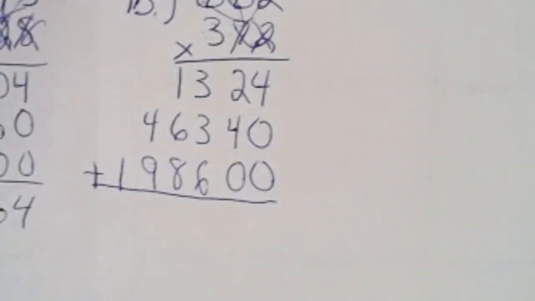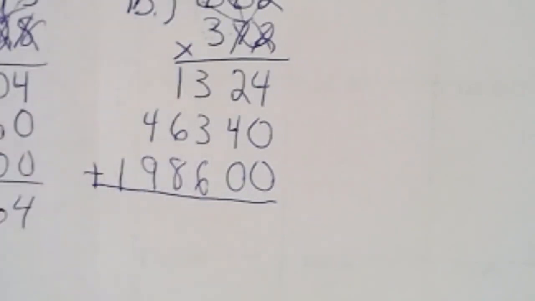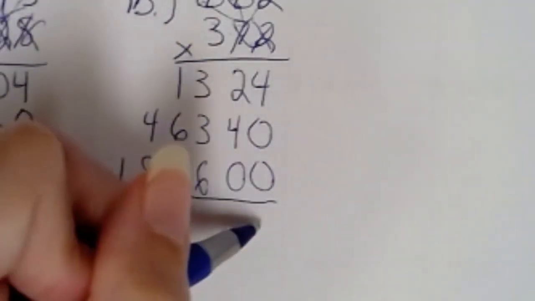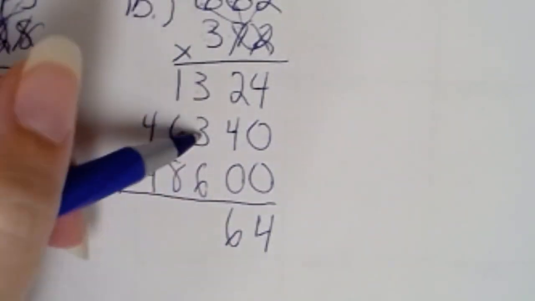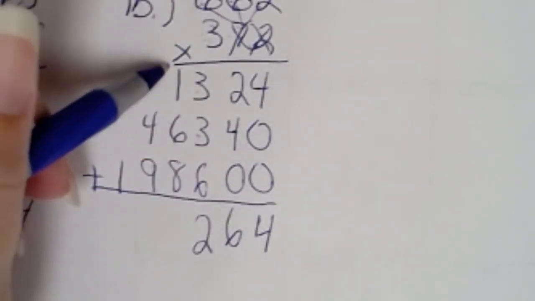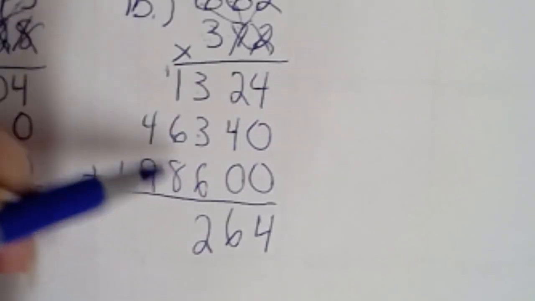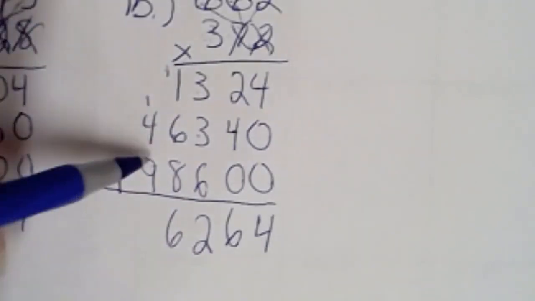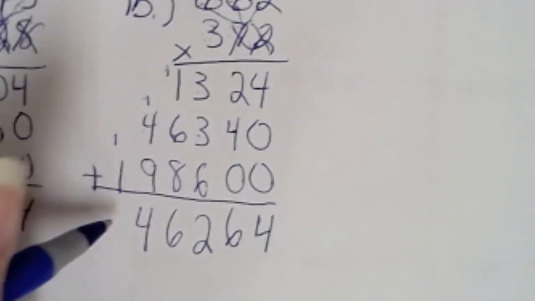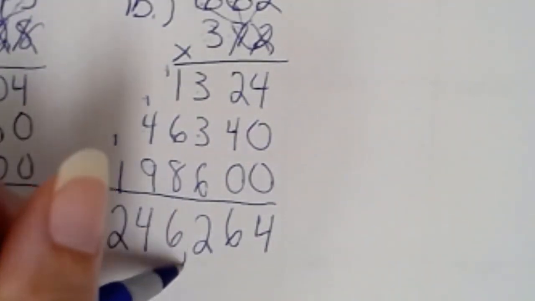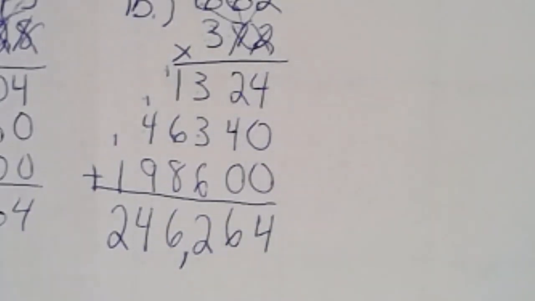It is very important that you line everything up very neatly. So this is 4, this is 6, that's 6 and 6 is 12. 6, 7, 8, and 8 and 8 is 16. 9 plus 1 is 10, plus 4 more is 14, and 1 plus 1 is 2. So 246,264.